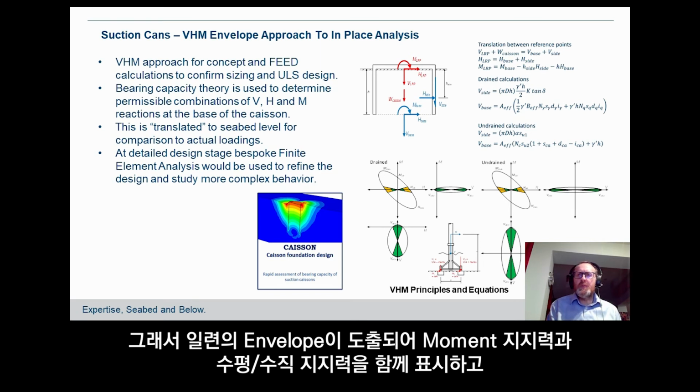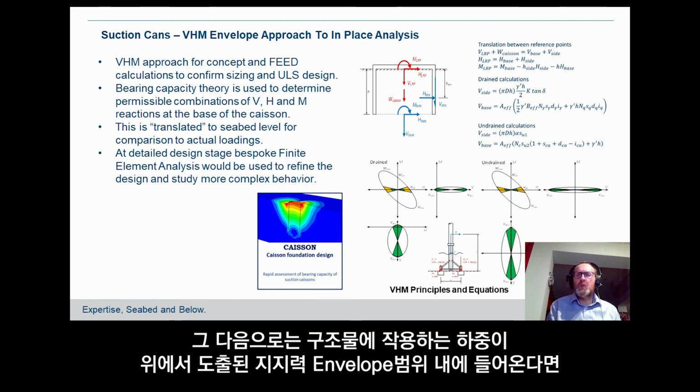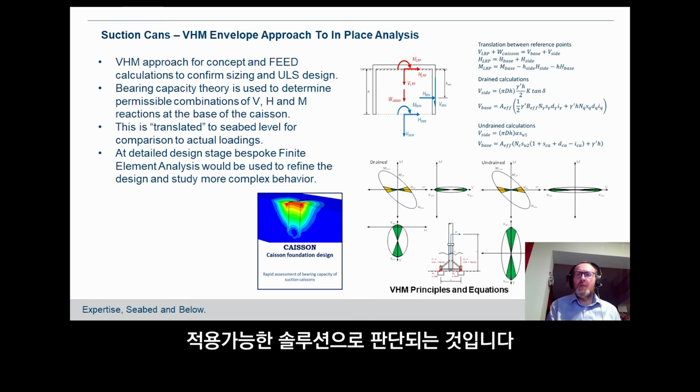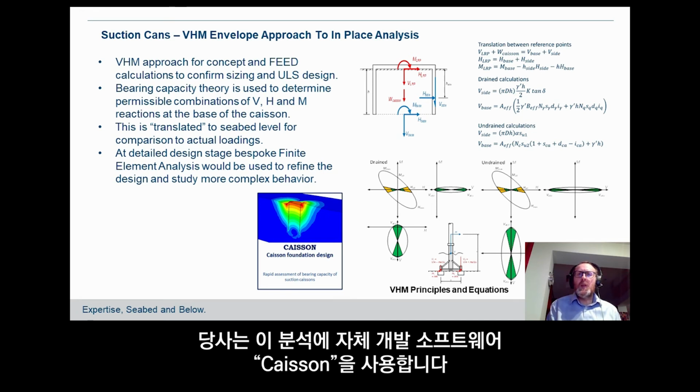Once this is done, this produces a series of envelopes which relate moment capacity to horizontal and vertical capacity. And what you do is you plot the loads from the structure to see whether they lie inside of those capacity envelopes, and therefore you've got an acceptable solution. And we use in-house software Caisson to do that sort of study.